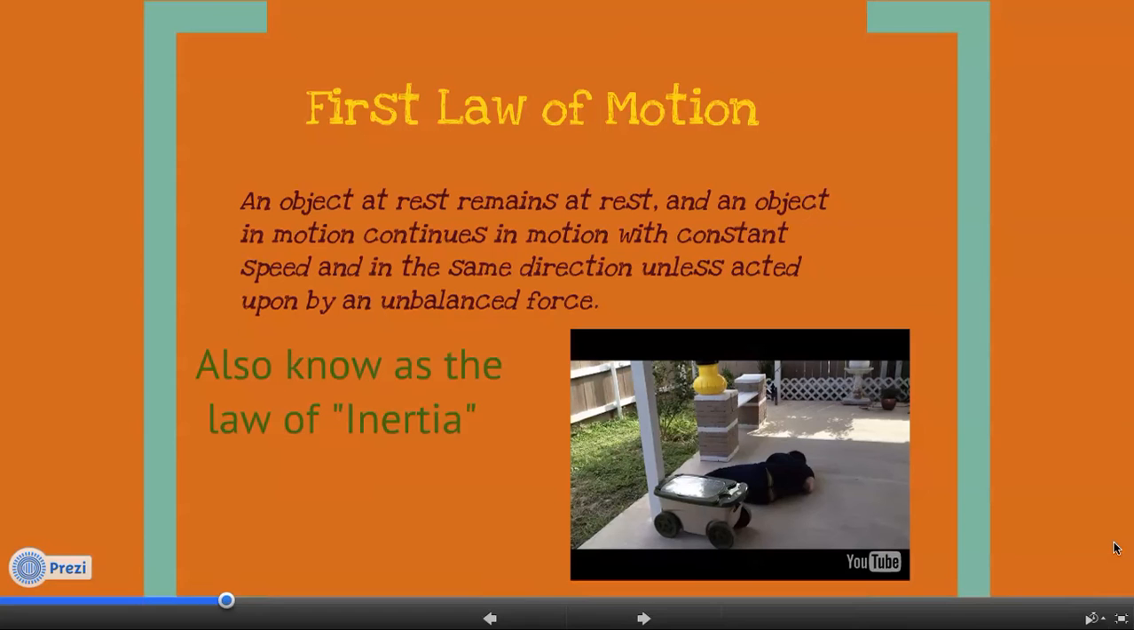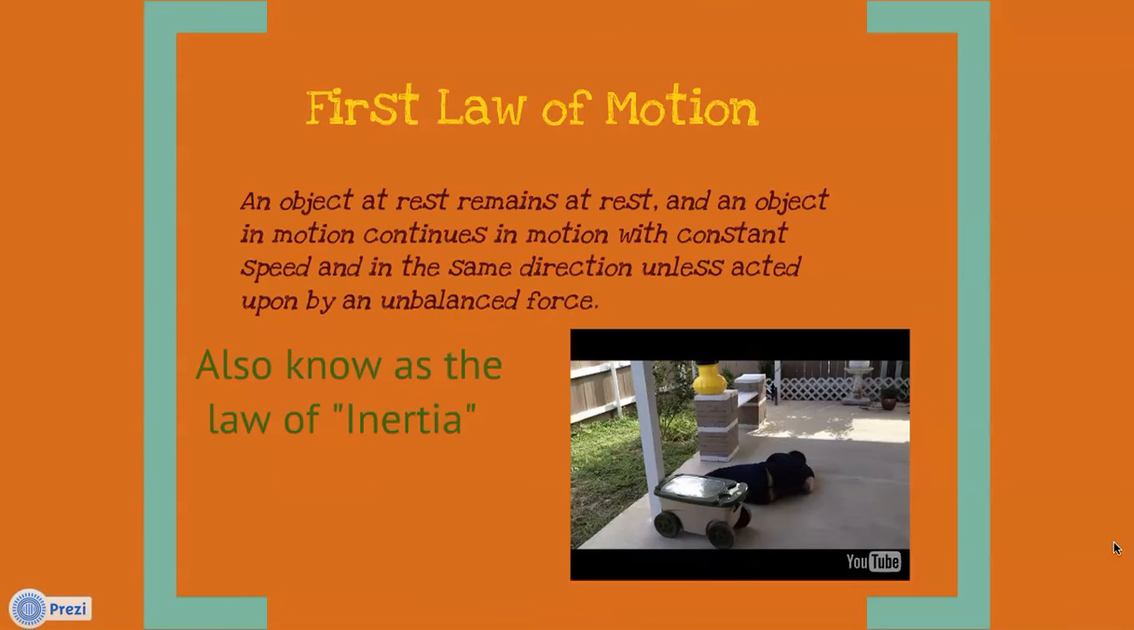The first law of motion states an object at rest remains at rest and an object in motion continues in motion with constant speed and in the same direction unless acted upon by an unbalanced force. This law is also known as the law of inertia. Inertia is the tendency of an object to maintain its current state of motion.